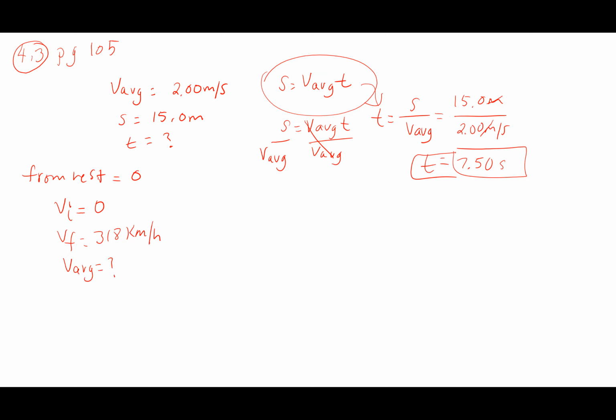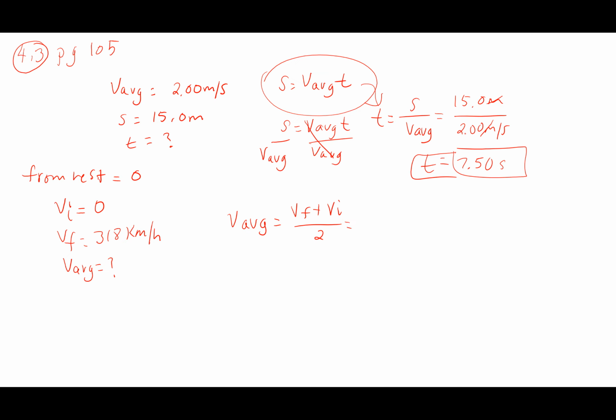So if we look at our formula sheet over there, we have acceleration equals VF minus VI over T. We also have V average equals VF plus VI over 2. I believe that's the one we're going to use, okay? Because we have VI, we have VF, and we're looking for V average. So we're going to use the first formula on page 105. So that's going to be V average equals VF plus VI over 2.